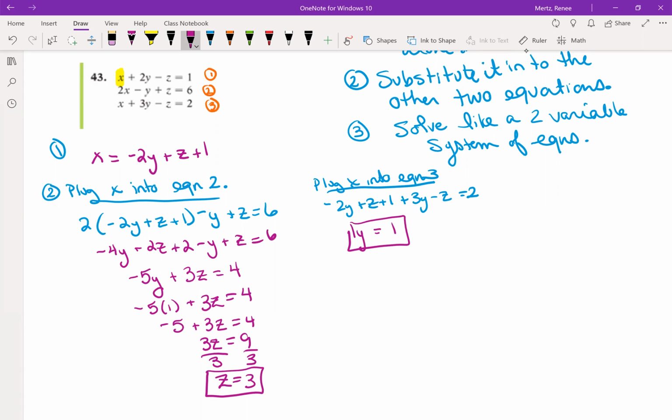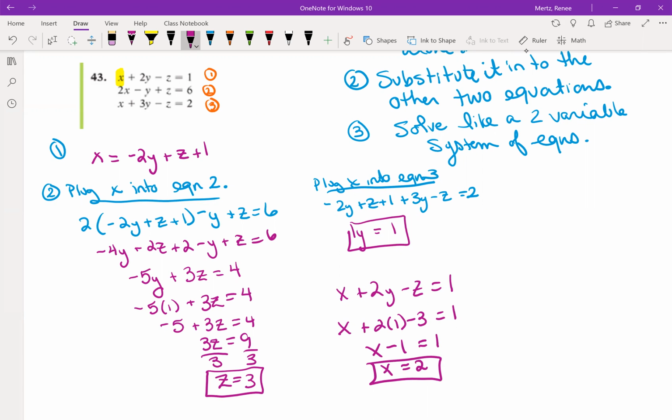And now I go back to any original equation and I plug in to find the value of x. So I'll just start at the first one. X plus 2y minus z equals 1. So x plus 2 times 1 minus 3 equals 1. X minus 1 equals 1. X equals 2. So for my solution for this first problem, I have 2, 1, 3. So you can write it like this, an XYZ ordered pair, or you can write it the way you have it. I'm going to check into one of the other original equations.